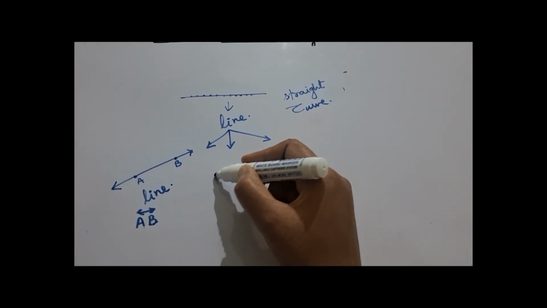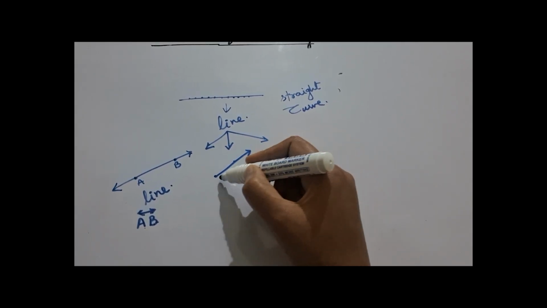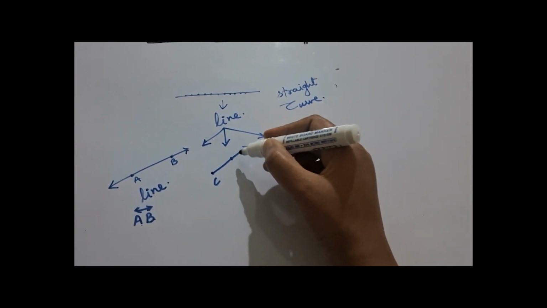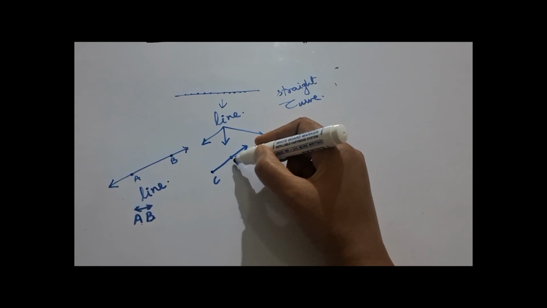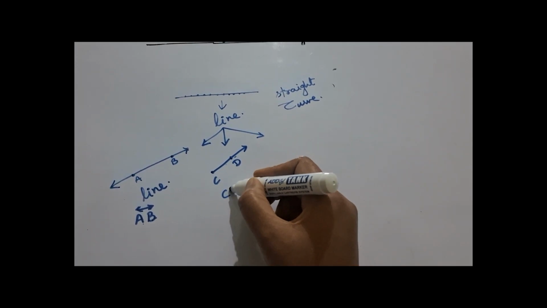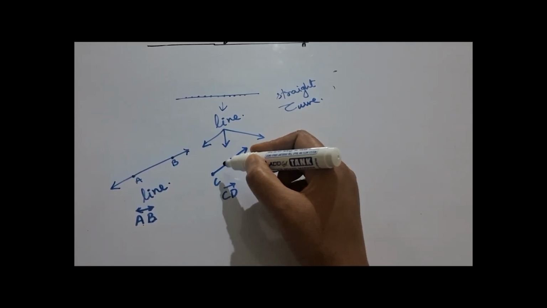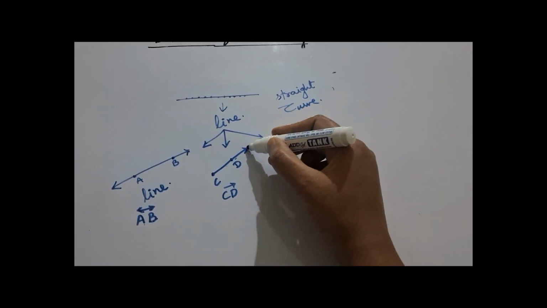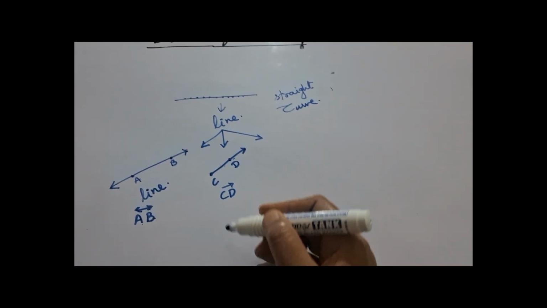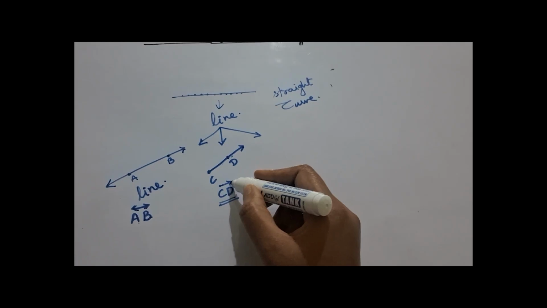Suppose a line is having only one end point. This is one end point. Let us name it as C, and any other point on this line let us name it as D. So CD is a ray. The line which is having only one end point, and at the other end it is not having any end point. It is extending infinitely, right? So that one we represent like this. CD is a ray.